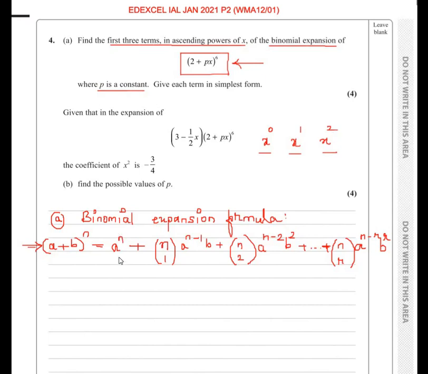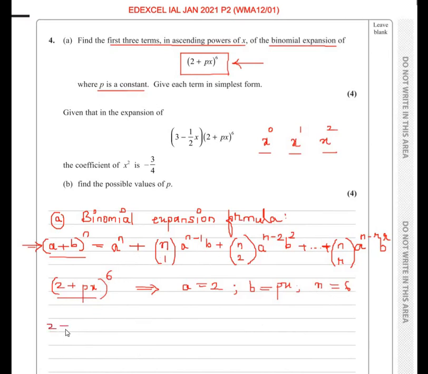Now if we look at this formula, this is going to be written as 2 plus px to the power of 6. Looking at the two given things, a plus b raised to n and 2 plus px raised to 6, we can compare and say that a is equal to 2, b is equal to px, and n is equal to 6. So let us start expanding 2 plus px raised to 6 using this formula.